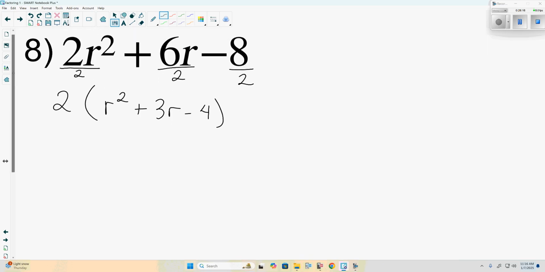And we can look at it again: r squared, 3r, negative 4. There are no other greatest common factors there. So we've gotten all the common factors, our greatest common factor, out.